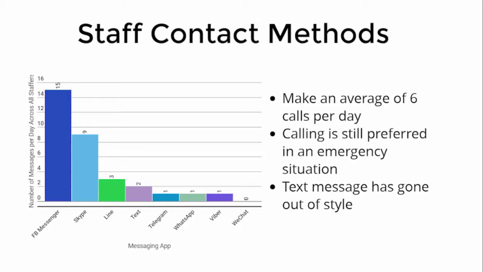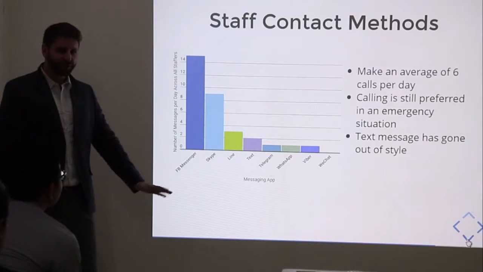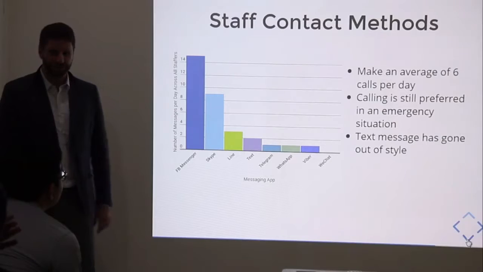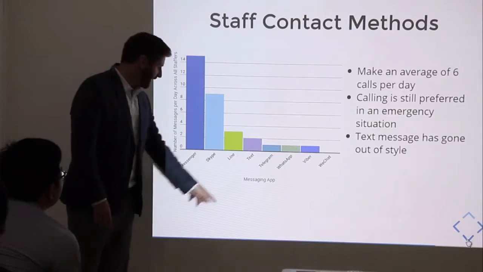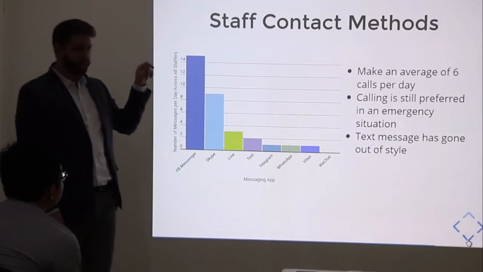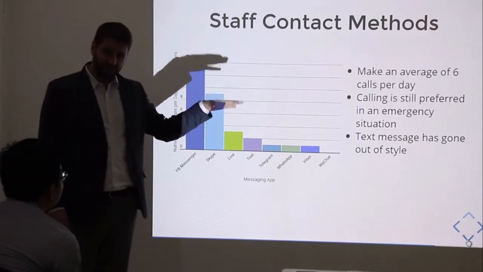Line people said maybe 3 messages a day. Text messaging, almost no one's using it. 2 messages a day. People said, geez, I just get a bunch of advertisements. It's just annoying. And then Telegram, WhatsApp, and Viber all had one on average across all 48 people that we interviewed. And WeChat ended up really being nobody.